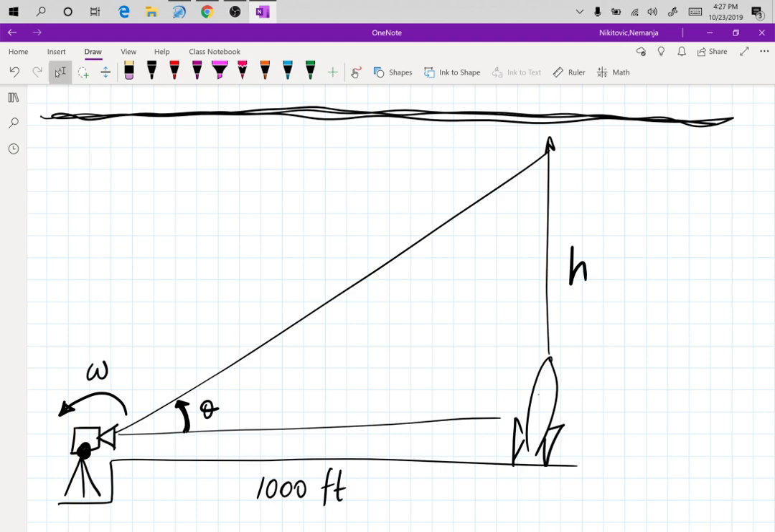No, that would be cotangent, which would be 1000 over h. Cosine is what side over what side? Adjacent over hypotenuse. We don't have the measurement for the hypotenuse. How much is the hypotenuse? Pythagorean Theorem: 1000 squared plus h squared.